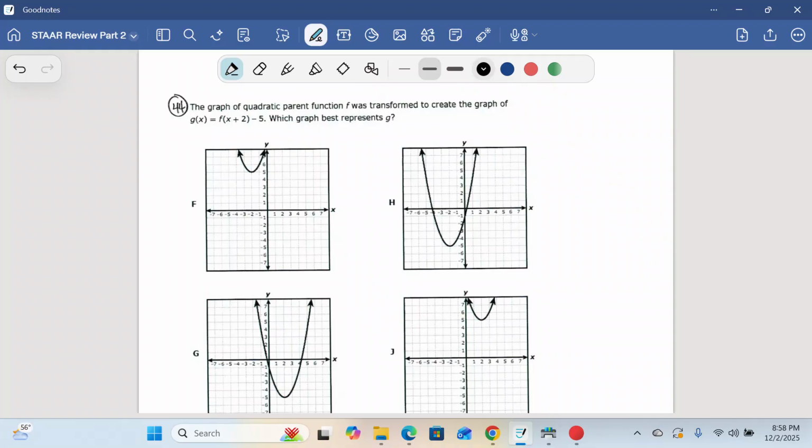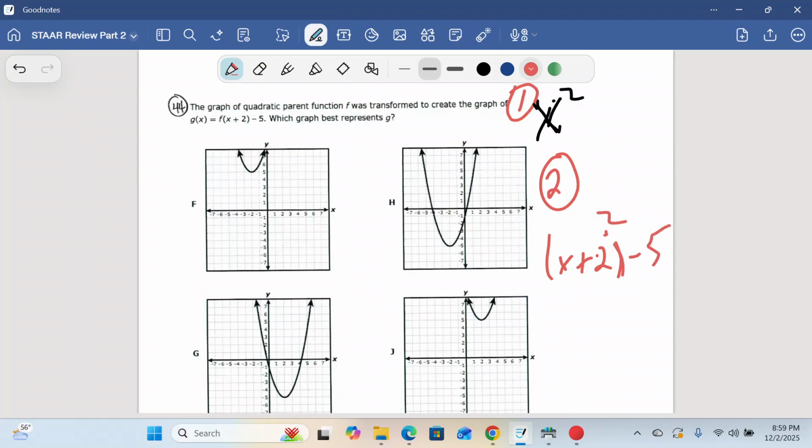So what they're really doing here is they're saying, well, my parent function is x squared. So this is always my parent function right here, x squared. So that is what I'm going to input on Desmos number 1. On Desmos number 2, I'm going to see what they're going to do to this x. Well, they're telling me I'm going to go ahead and do the x plus 2 squared, and then I'm going to subtract 5 from that.